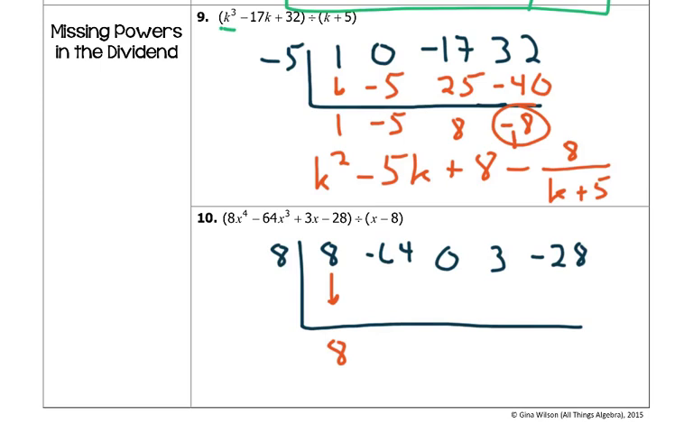Okay. 8 times 8 gives us 64. All right, 64. Oh, boy, what's happening here? Well, negative 64 plus 64 gives us 0, so just bring that 0 down. 8 times 0 is 0. 0 plus 0 gives us 0. All right. 8 times 0 gives us 0. 3 plus 0 gives us 3. And then finally, 8 times 3 gives us 24.